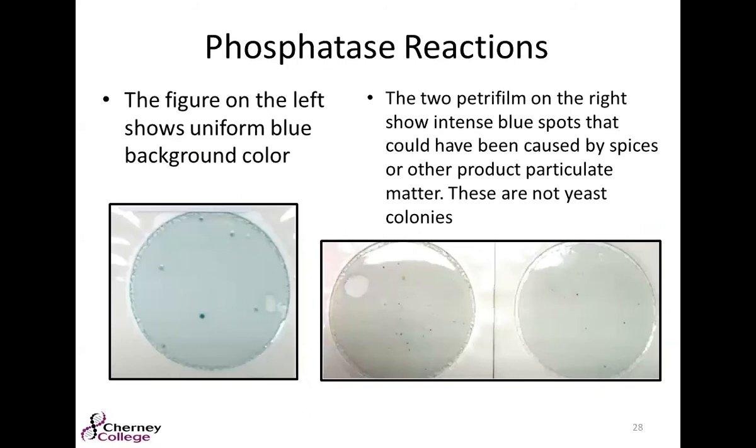So the pictures here show some phosphatase reactions. The figure on the left shows a blue uniform background color. You can see several yeast colonies through that, but that would not be TNTC. The two films on the right show these intense blue spots, these pigments. It's typical when you're plating something like spices or if you have product particulate to see these phosphatase reactions where they're pinpoint blue specks. It's important to not miscount these as yeast colonies. Often they look like they're irregularly shaped, whereas yeast should have really nice round edges.